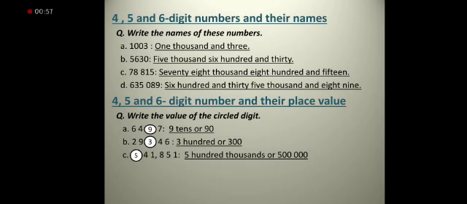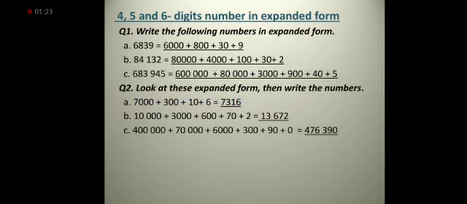4, 5 and 6 digit number and their place value. Question. Write the value of the circle digit. A. 6,497. The place value of circle digit 9 is 9 tens or 90. B. 29,346. The place value of circle digit 3 is 300. Part C. 541,851. The place value of circle digit 5 is 500,000.